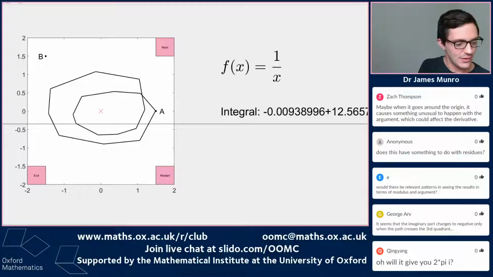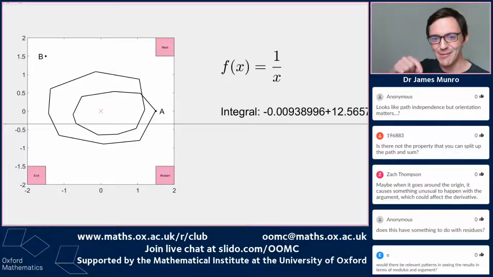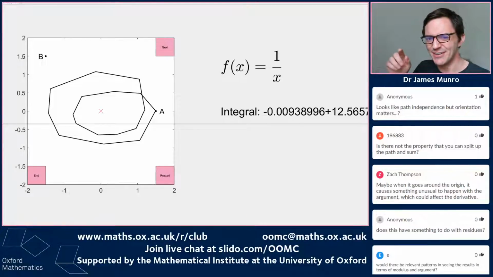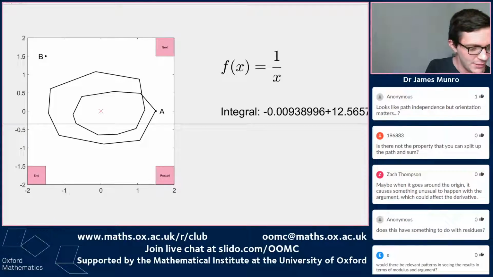Yeah, so maybe, like path, almost like path independence. People are trying to come up with words to describe what we're seeing, which I love. Like path independence. So path independence, I suppose, would be if the path doesn't matter, but the path does matter. So orientation of going around one way is kind of different from going around the other way.